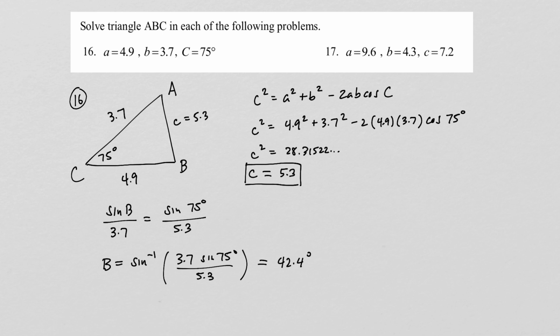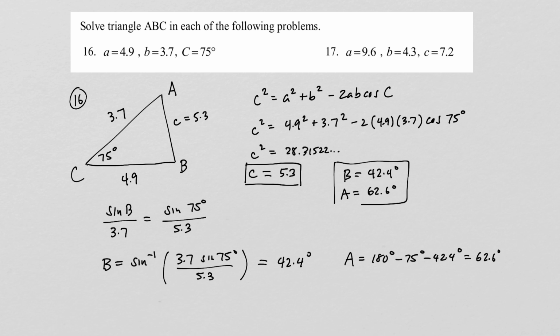42.4 degrees. And then angle A is just going to be 180 minus 75 minus 42.4. And if you do that on a calculator, you end up getting 62.6 degrees. So we have angle B is 42.4 degrees, and angle A is 62.6 degrees. And that's the solution to the triangle.